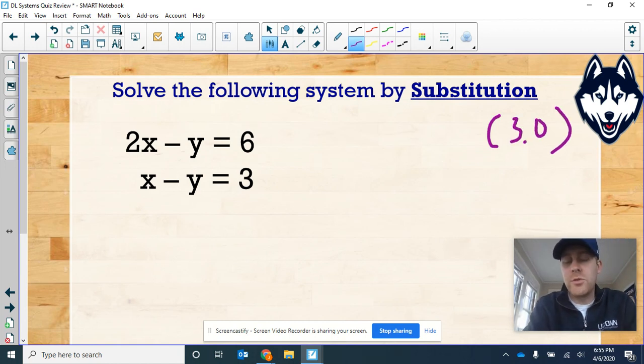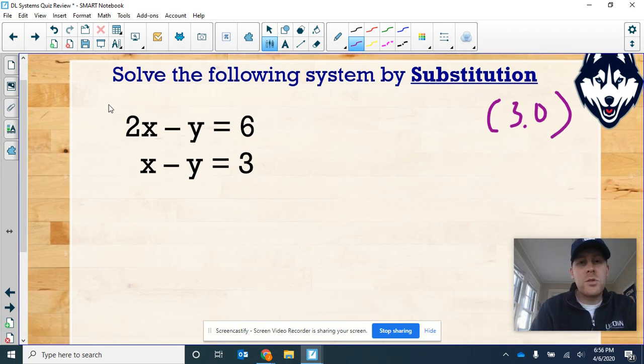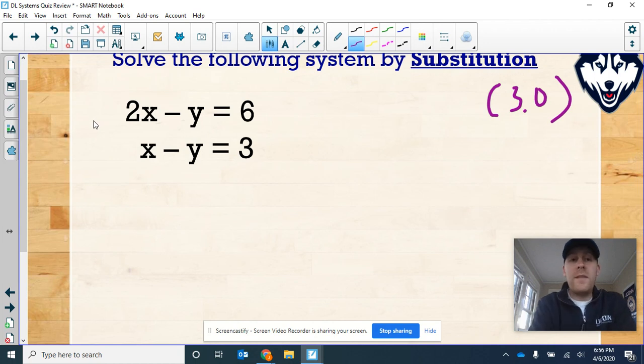3, 0 is your solution. And again, we specified substitution, so I want you to solve it that way. So when it comes to substitution, guys, we need one of the equations to be solved for one of the variables. Again, it doesn't matter which equation, and it doesn't matter which variable.